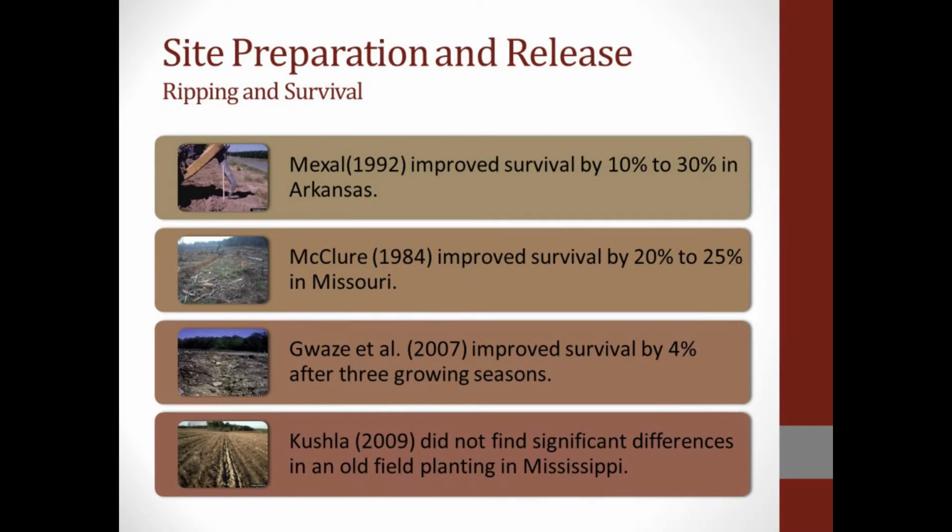Out in Arkansas, by ripping and planting in the ripped rows, they were able to increase survival by about 10 to 30%. In Missouri, they got about the same results, 20 to 25% increase in survival.